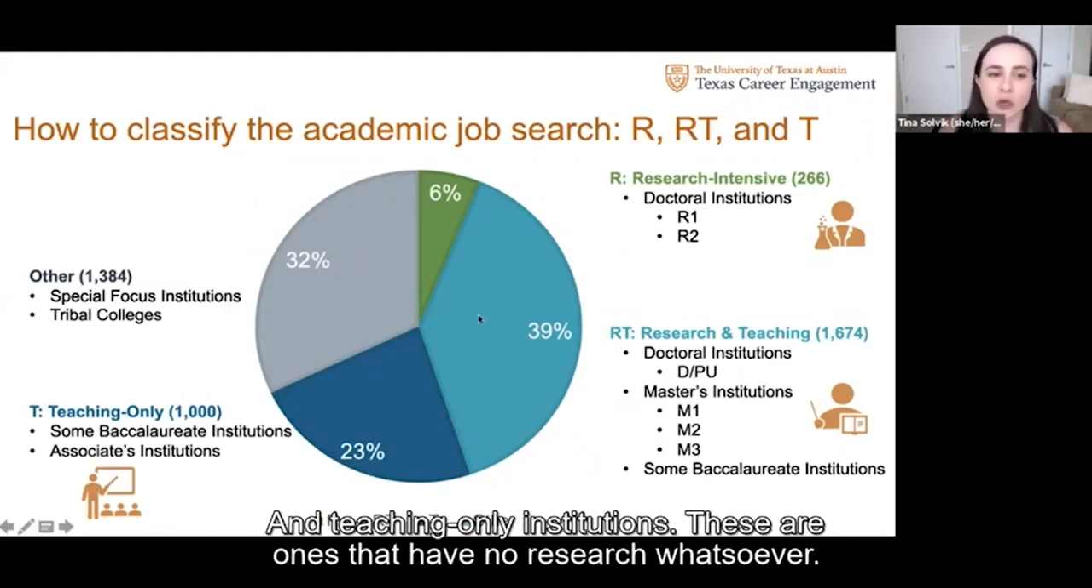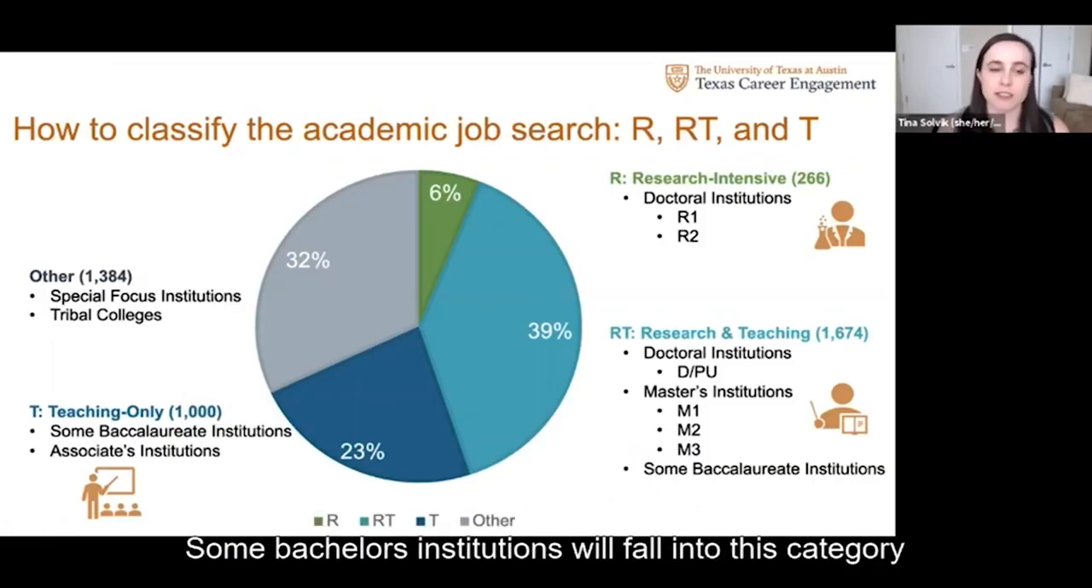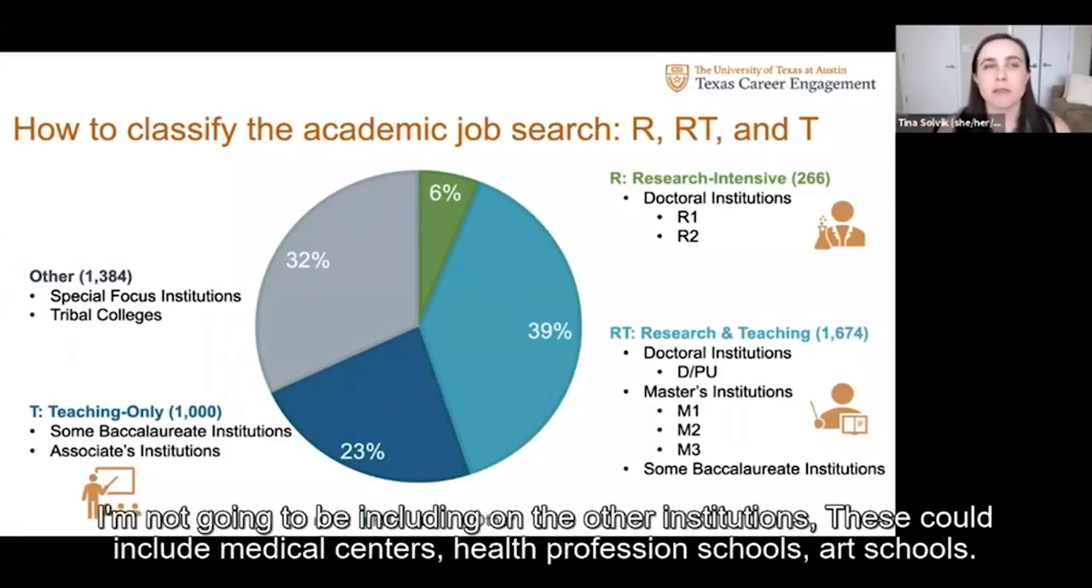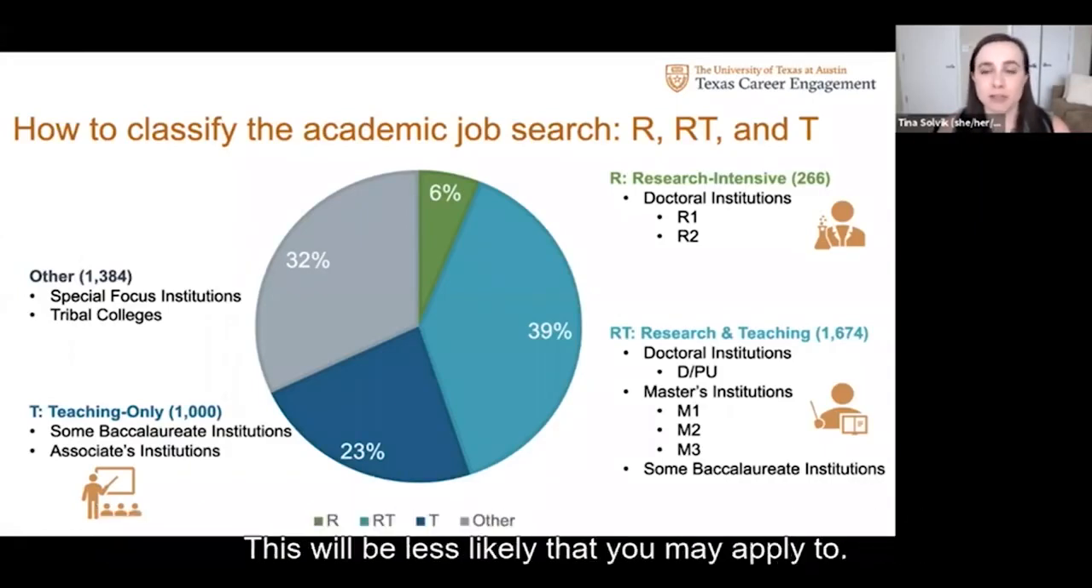Can you cater your research to undergraduate students who are brand new to science? And then teaching only institutions, these are ones that have no research whatsoever. Some bachelor's institutions will fall into this category, but it's also mostly associate's institutions, which means any community colleges. I'm not going to be focusing on other institutions. These can include medical centers, health professions schools, art schools, so these are less likely that you may apply to.